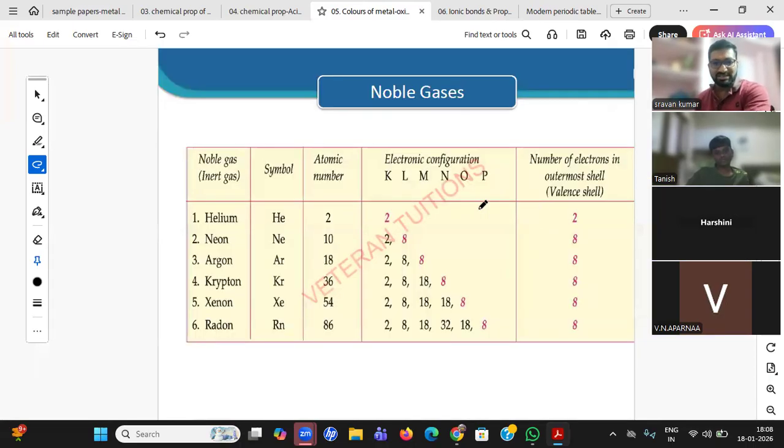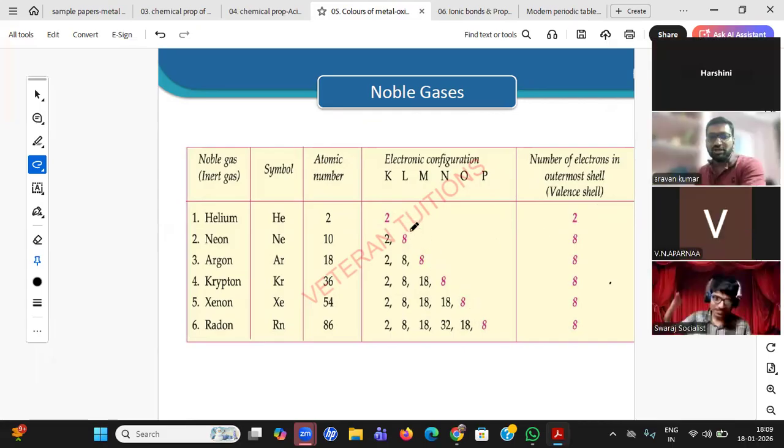Okay, so noble gases, every noble gas we have outermost is 8 except helium, that is 2, duplet. So student, the last is 8. As the outermost valency is 8, these all are highly stable, or you can say inert. They don't want to react with anything.